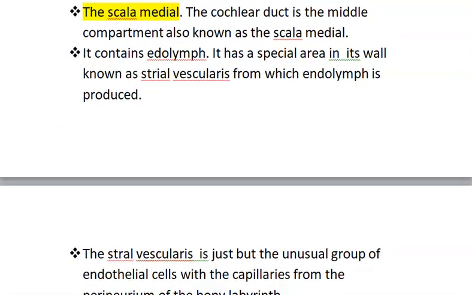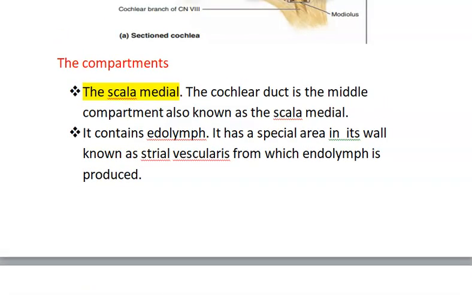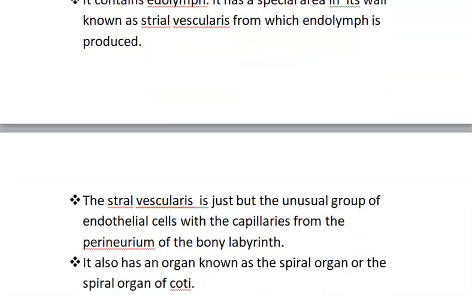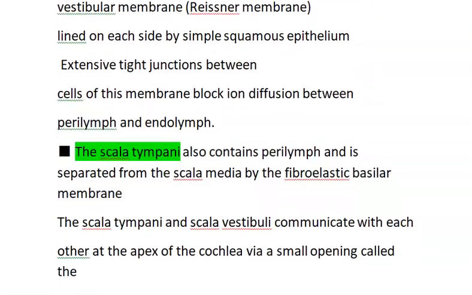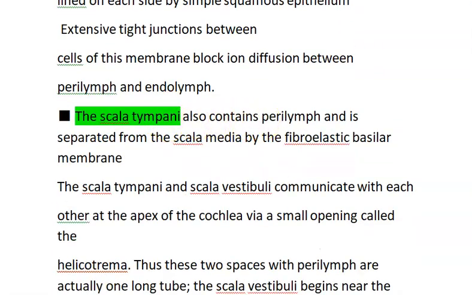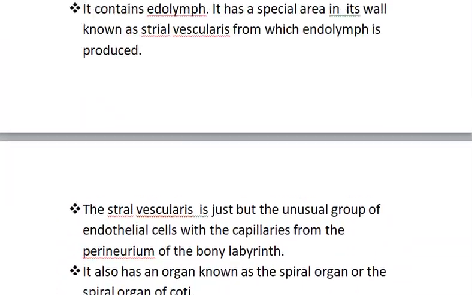These compartments have a prefix or starting name, which is scala. So we have the scala media. We also have the scala vestibuli, which is actually the largest of all these scalas. Then the third compartment, which we call the scala tympani. All right, so this is what we were seeing in that diagram.